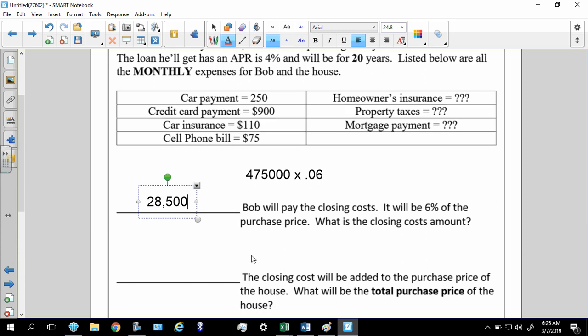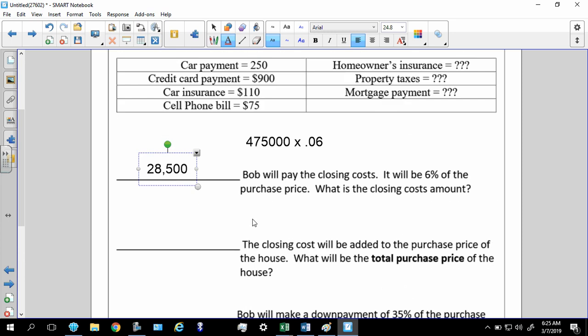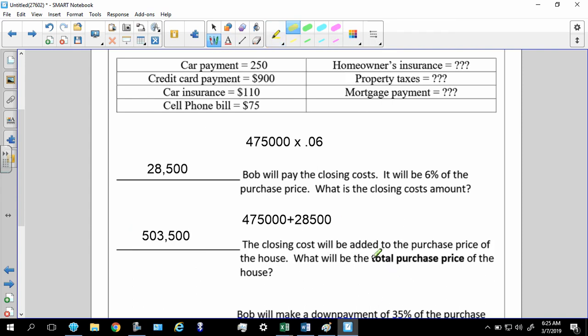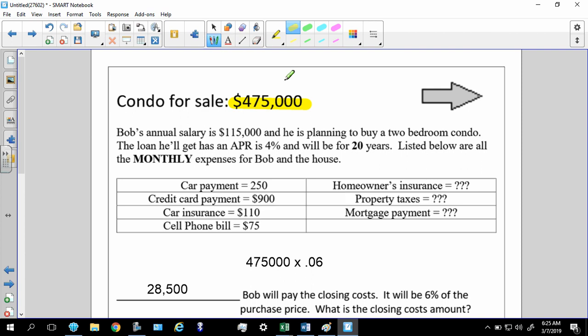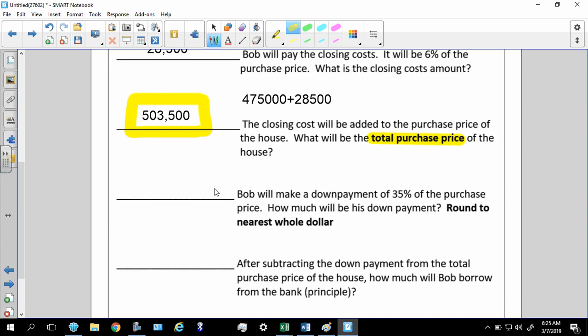Now it says the closing costs will be added to the purchase price. So 475,000 plus 28,500. When I do the math, the new cost of the condo is $503,500. Please keep in mind, this is the total purchase price. This is our new price. That's what we're doing. This 475, we don't deal with that anymore.